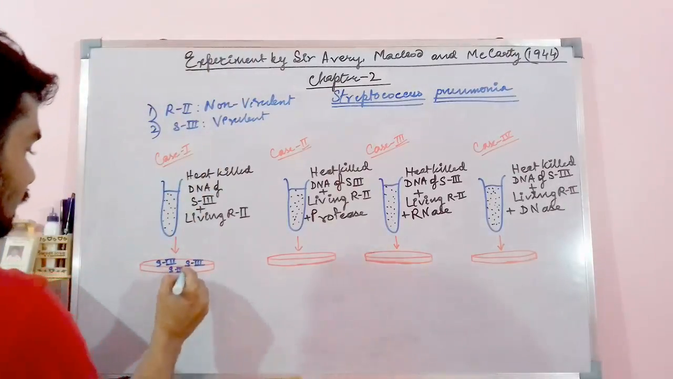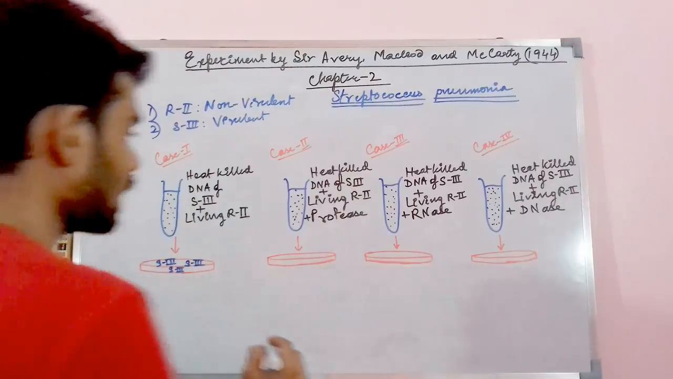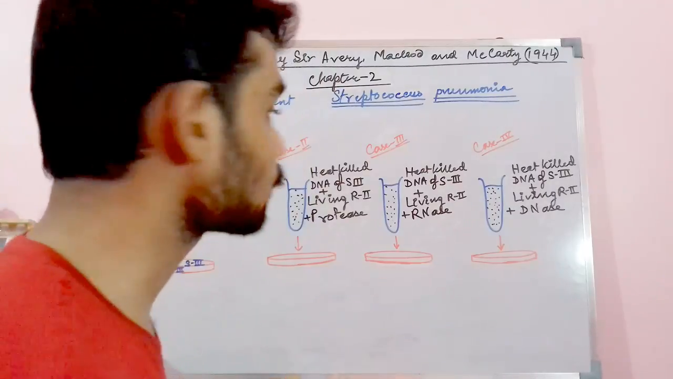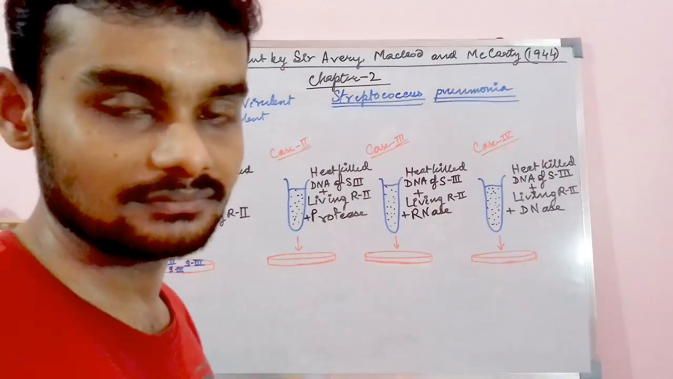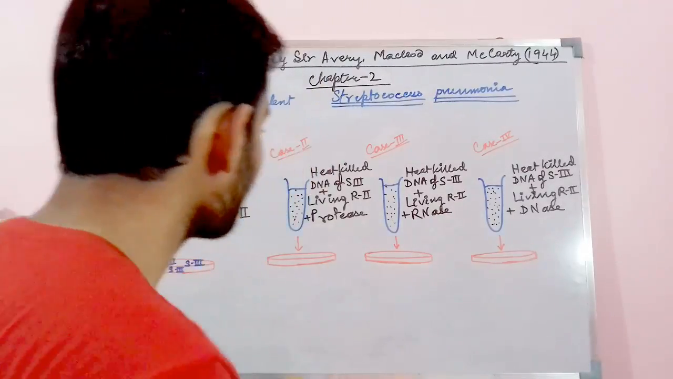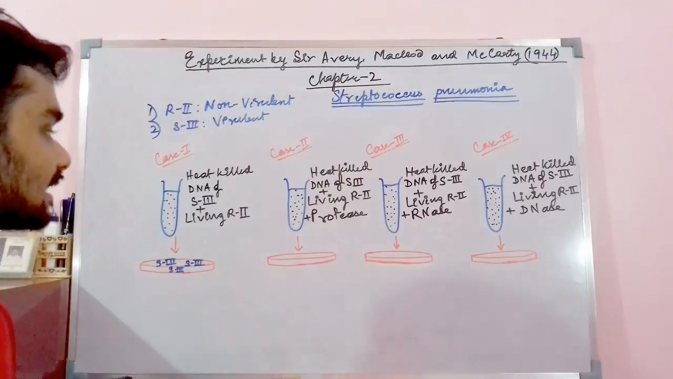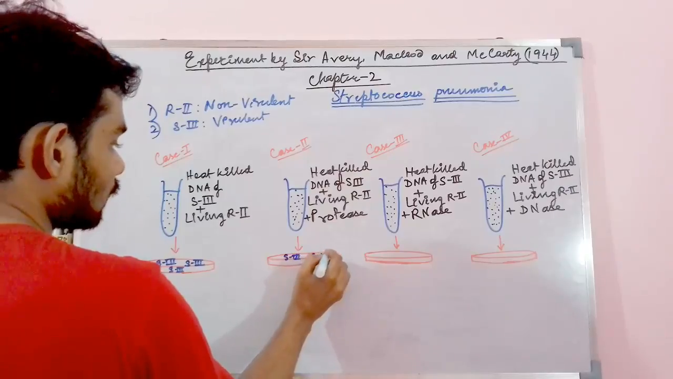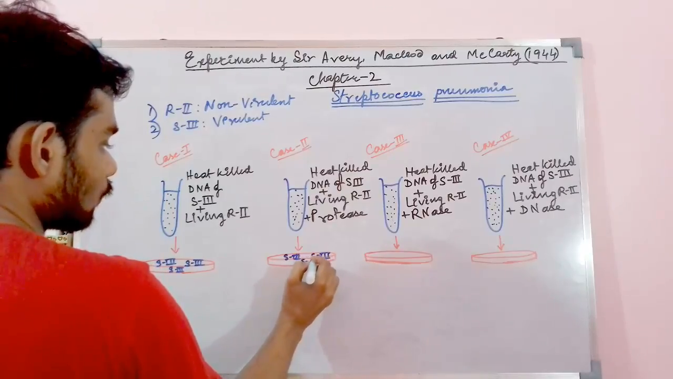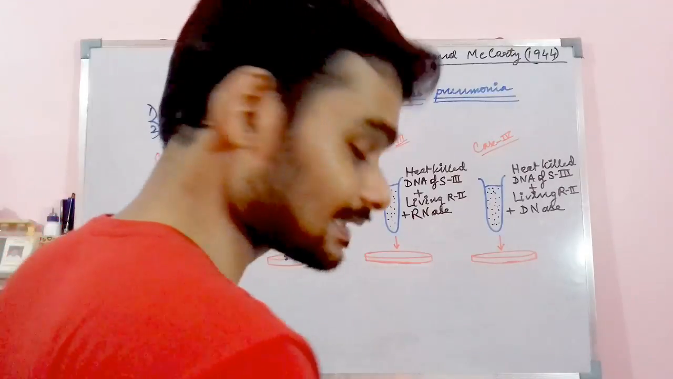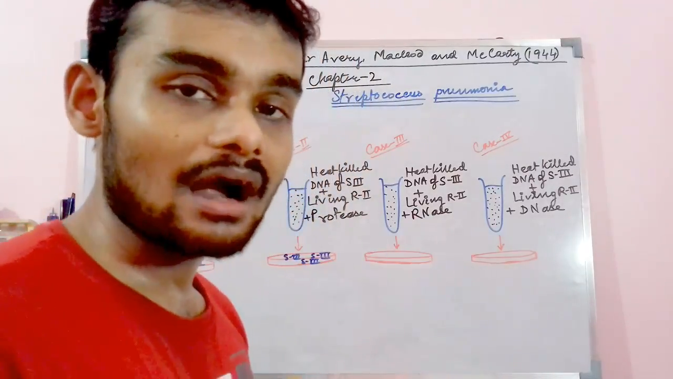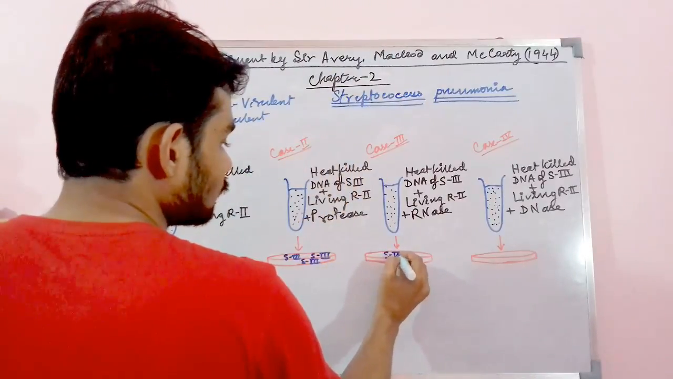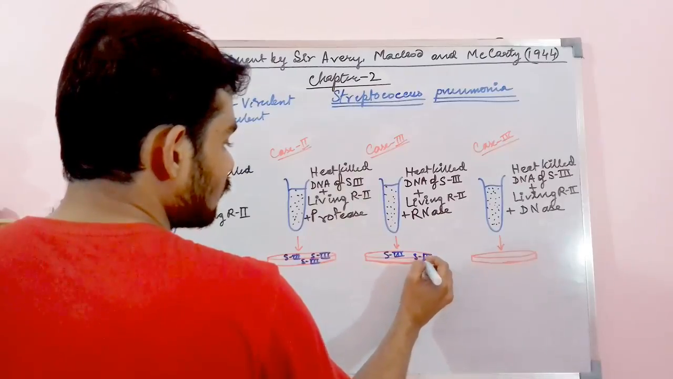Now, in the second setup also, the heat killed DNA of S3 was given along with the living R2 type plus protease. Now, protease is a protein denaturing enzyme. It destroys the protein out from the medium. But still, in this case also, the S3 type colonies developed. And in the third case, what happened? The RNase was supplied. RNase denatures the RNA, like I said. In this case also, S3 colonies were found.